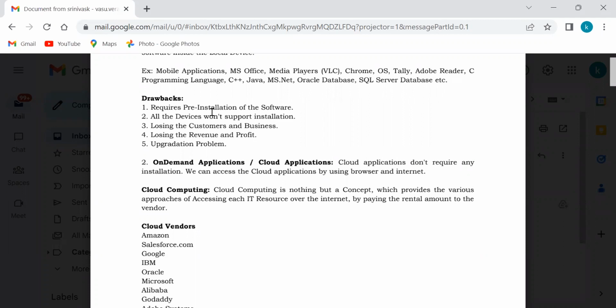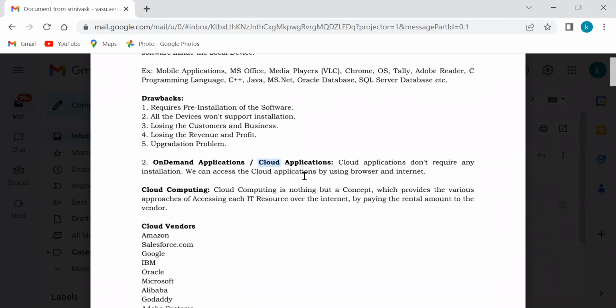To overcome these drawbacks of on-premise, we have another type of application in the IT industry, which is called on-demand, or also called cloud application. Whenever you are using a cloud application, you need not install any software in your local system. Cloud applications do not require any software installation. Just if you have internet and a browser, you can access them on your system.